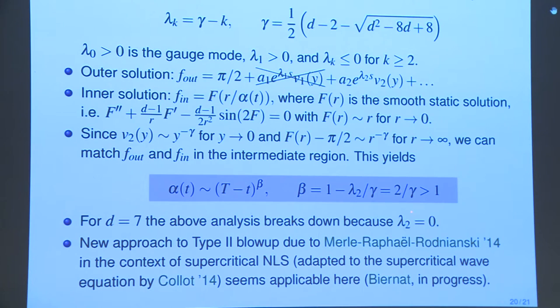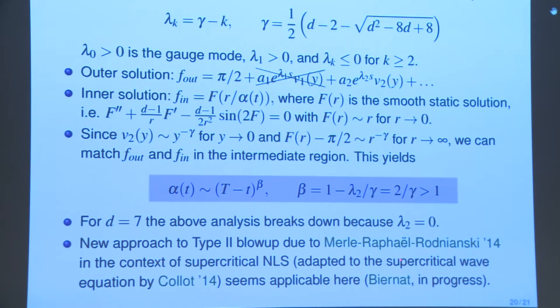This we don't know. But probably this is not so worth pursuing, because now there is a new approach to type 2 blow-up, which was developed by Rafael Rodniański for NLS and then applied to other equations, in particular to the supercritical wave equation by Collot. And it's very likely this approach, which does not use any matching, can be adapted to this case. But still, I believe with the same result.